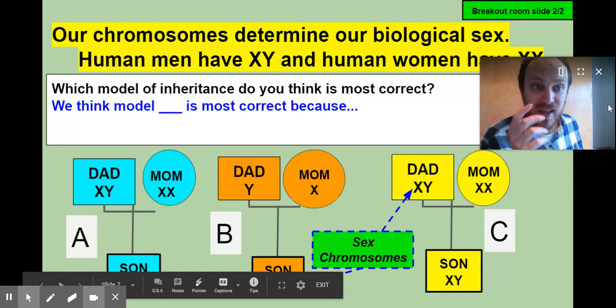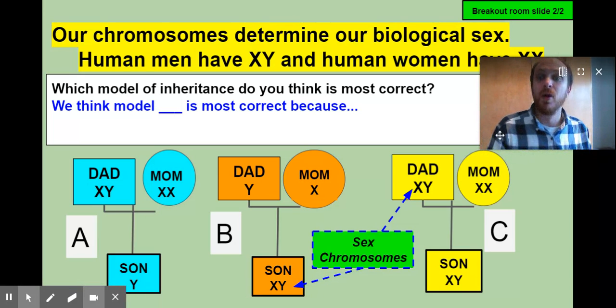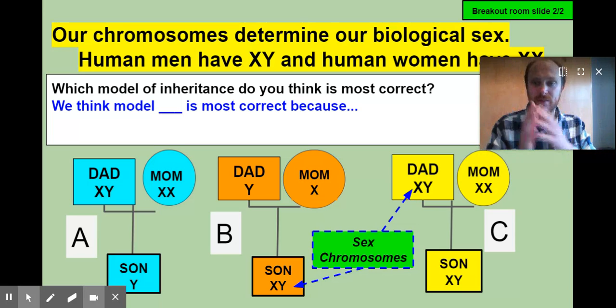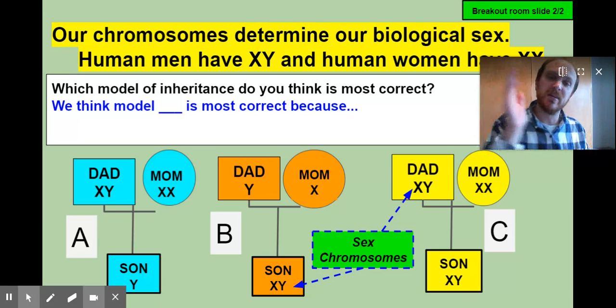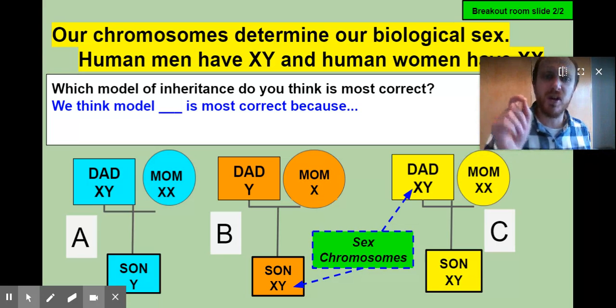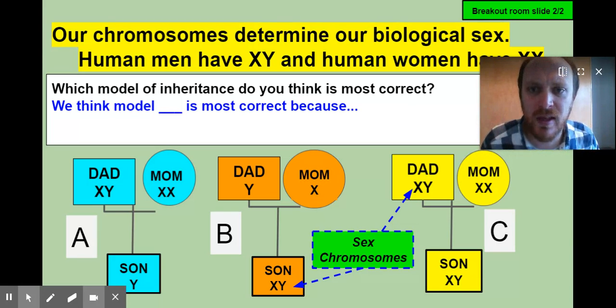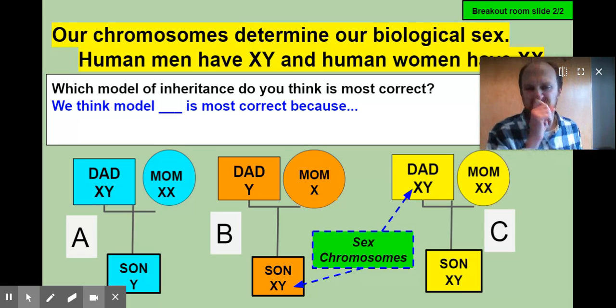So I want you to look at these 3 models below here. They're labeled A, B, and C, and they're different colors. Each of them is a family tree, and each of them is showing a dad and a mom and a son. But look carefully at the X and the Y chromosomes. I'm telling you that human men have XY, human women have XX. Which of these models has to be the correct way of inheriting chromosomes? Look at each one carefully and decide which one is correct.